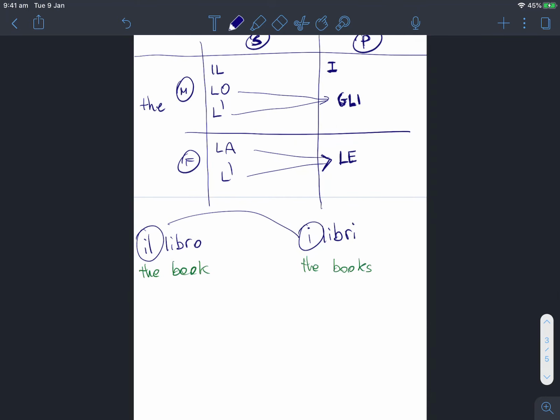Okay? If I have il cane in the plural, it will become cani. Cane is dog. It will become i cani, the dogs. If I have instead la scuola, remember la scuola is feminine. So can you guess what it will become in the plural? It will become scuole, but the article will become le scuole. Okay?